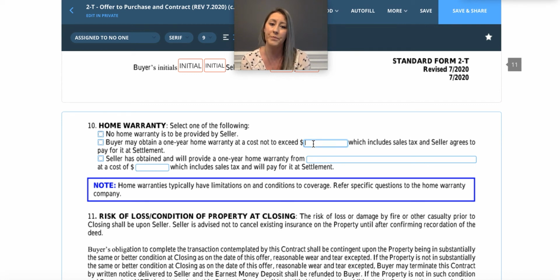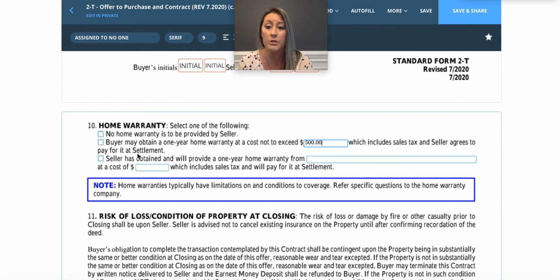And usually, like I said in one of my other videos, the home warranties can be between $450 to $650. $500 is usually a really good home warranty. So we're going to put in $500, which includes that the seller agrees to pay for it at closing. So this is just another thing, it's a negotiation. You're asking your seller, hey, it's an older home. We would like you to purchase a home warranty for us. They may agree to it, they may not, but you can ask for it.